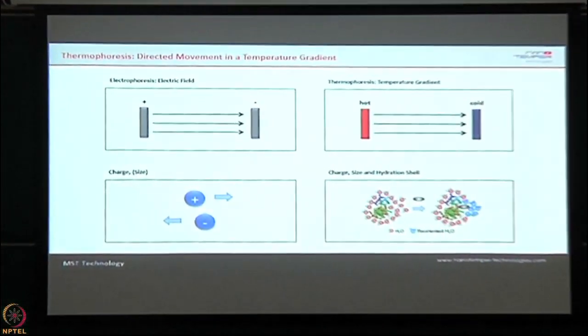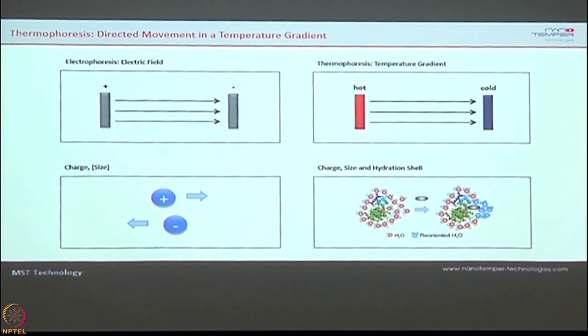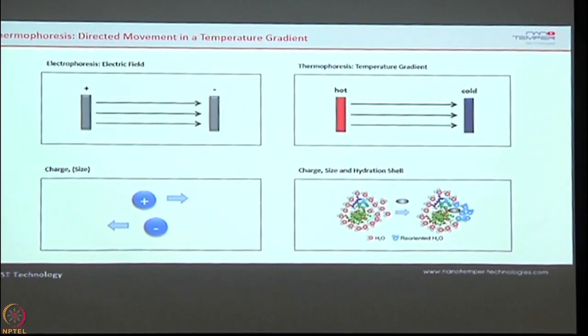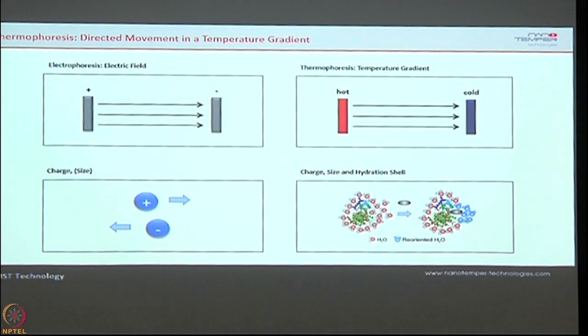What is thermophoresis? We all know what electrophoresis is. In the electric field, the ions or molecules will move based on their sizes, if there is any gradient in between them, like an acrylamide or any kind of gel. Similarly, thermophoresis is the movement of molecules in a temperature gradient. Thermo means temperature, phoresis means movement. But this thermophoresis is sensitive to three things: size, charge, and the hydration shell.